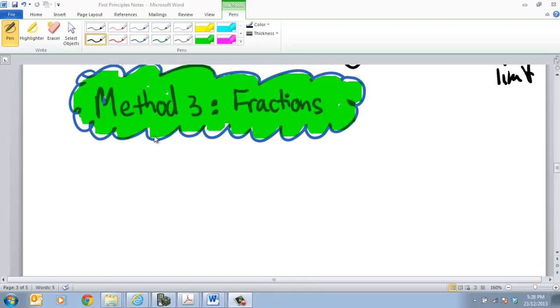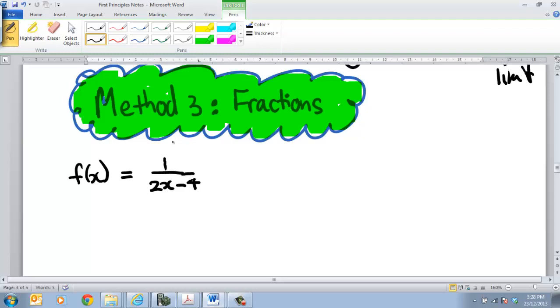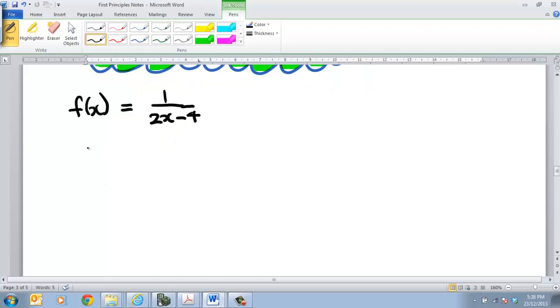The final example we're going to do for this is method 3, where we've got a function which is a fraction. Alright, so let's do an example 1. Let's say we had f of x equals 1 over 2x take 4. Alright, so that's our function. Essentially what we do is we put it straight into the formula.